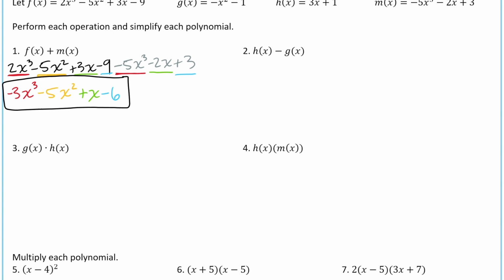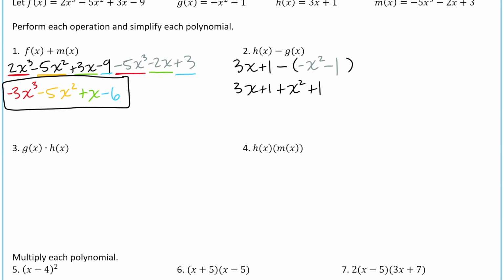Okay, so number 2, we have h of x minus g of x. H of x is 3x plus 1. When I subtract, I'm going to put parentheses around g of x so that I don't forget to subtract both of the terms in there. I have negative x squared and negative 1. So I'm going to go ahead and distribute that negative. I have 3x plus 1 plus x squared plus 1.